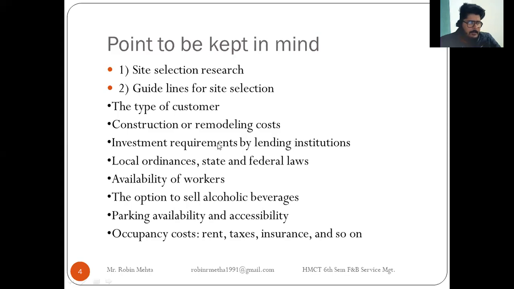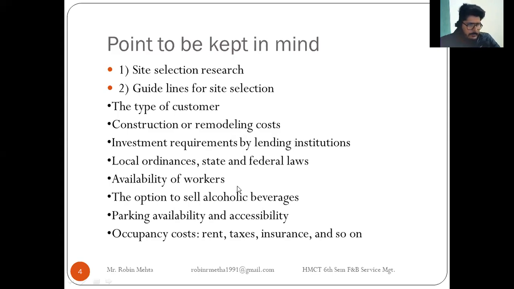Okay, occupancy cost, rent, taxes, insurance, and so on. There are so many things which we will discuss further on. Like occupancy cost, what occupancy cost we get over there, rents, how much tax we have to pay, and what insurance price we need to pay. At the time of opening, and the tax at the end of the year, that also we have to consider, and rent especially.